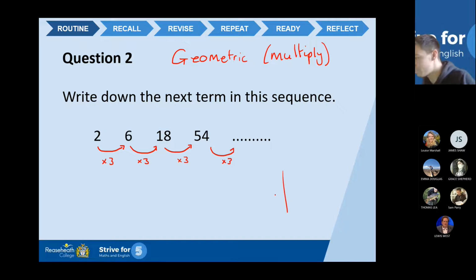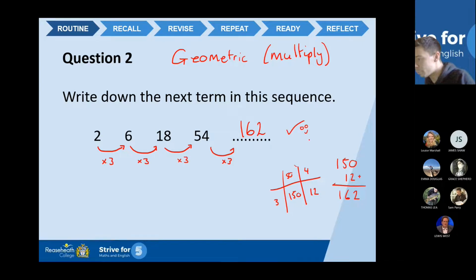So 54 times by 3 will give me the next term. So I'm going to use a little grid method here. So 50 and 4 and then 3. Okay, 3 times 5 is 15. Chuck a 0 on. 3 times 4 is 12. Add those 2 values together. So 150, add 12. Let's do that properly. Let's not be lazy. 0 add 2 is 2. 5 add 1 is 6. 1 on its own. So we should have 162.